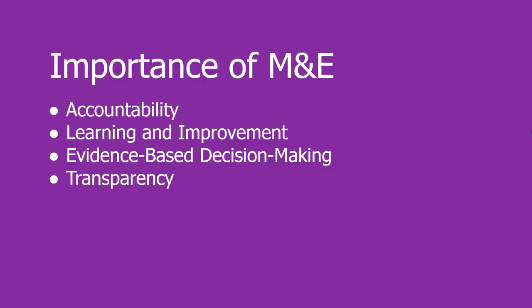So in this lesson, we talked about what M&E is. M&E is monitoring and evaluation. And monitoring is a regular collection of data on progress during the project implementation, while evaluation is assessing to know whether we achieved what we intended to. And the importance of M&E is that number one, it helps us to be accountable. It helps us to learn and improve. It helps us to make evidence-based decisions and also helps us to be transparent.